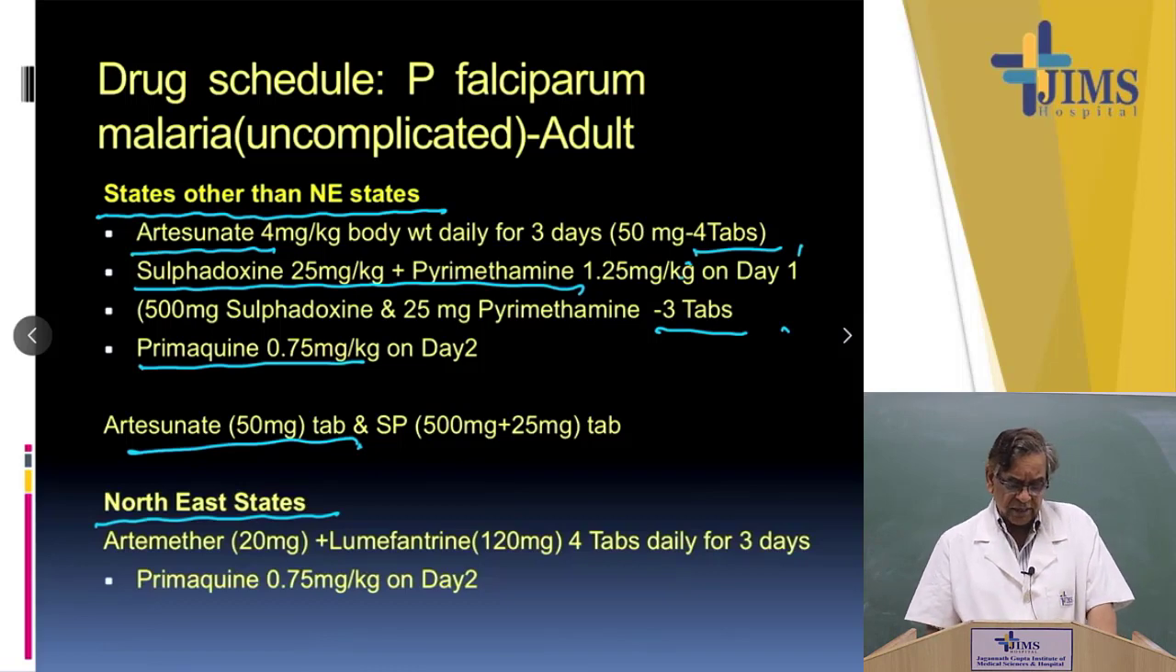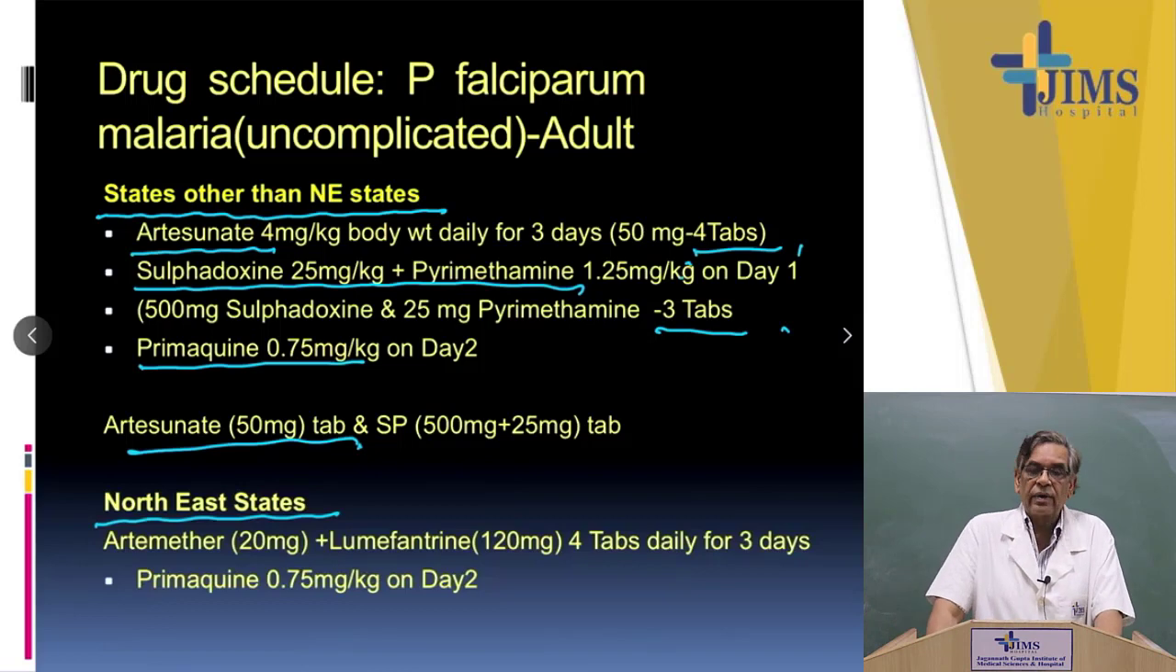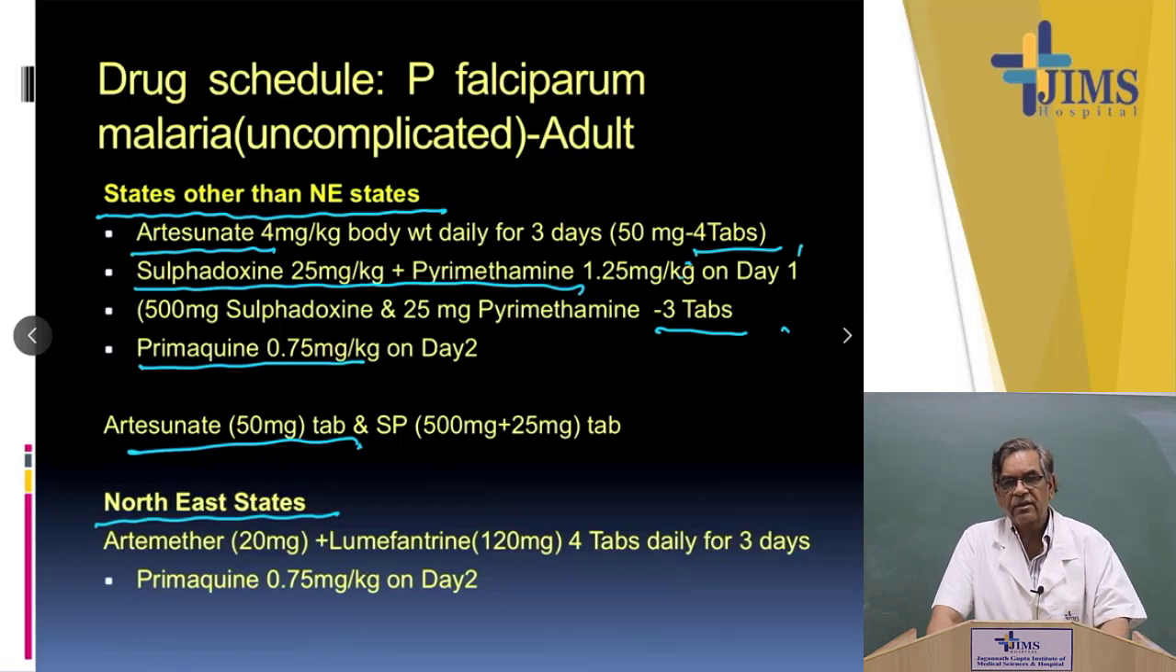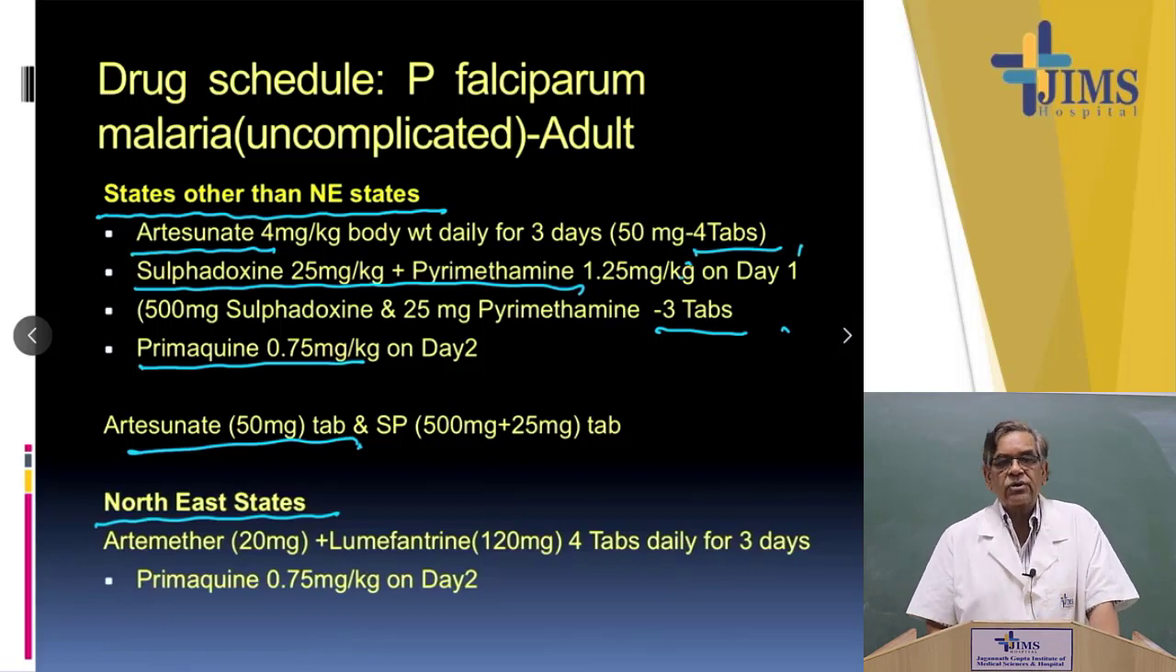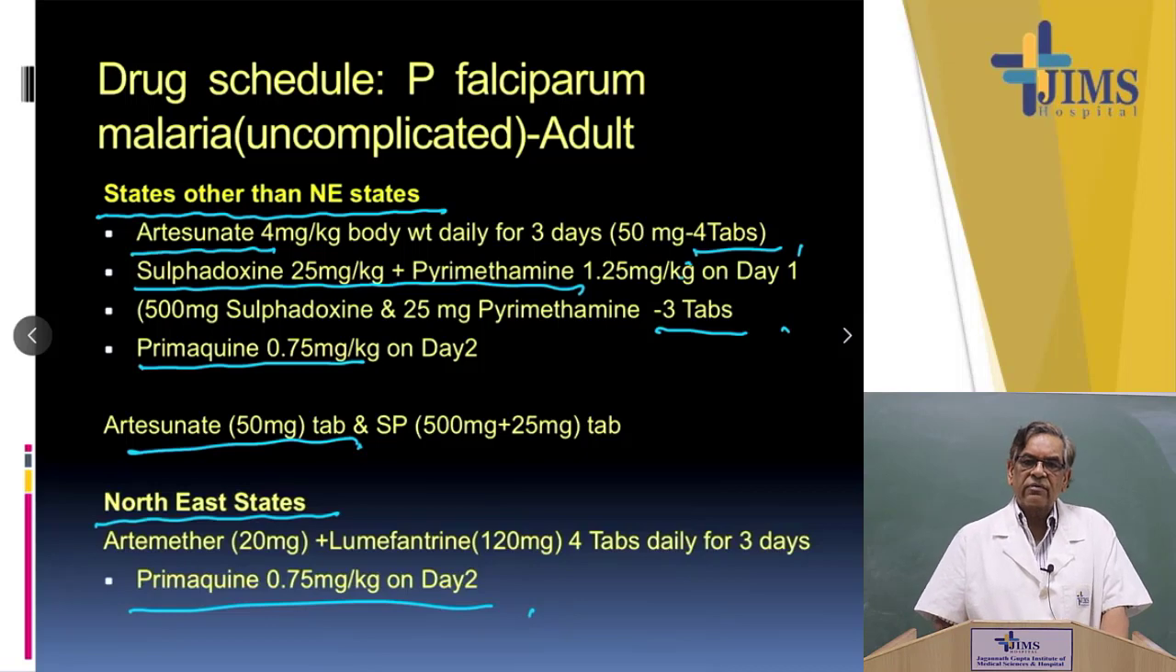In the northeastern states, we are giving artemether 20 mg and lumefantrine 120 mg. It's a co-formulated drug, and we are giving at what dose? We are giving 4 tablets daily for 3 days. And we are also giving primaquine at 0.75 milligram as a single dose on day 2. So primaquine is given on day 2.